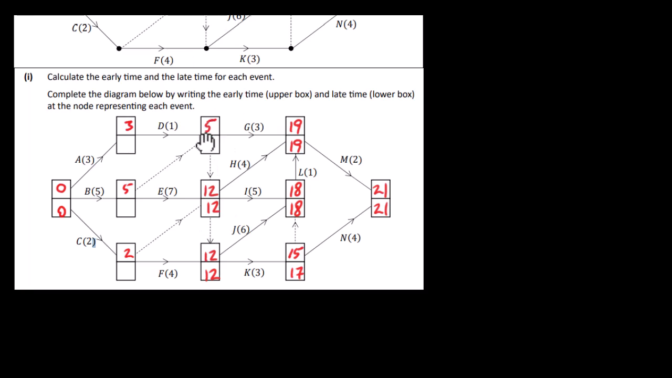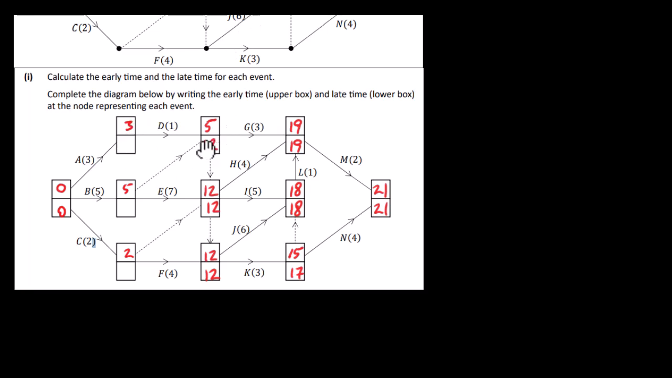Now let's have a look at this one up here. So we've got 19 minus 3, which is 16. We could put 16 there. We've got 12 here, so we could put 12 here, so that's lower, so 12 is the one we're going to use. Okay, so let's move over to this one here then.